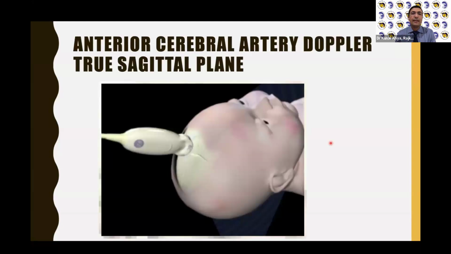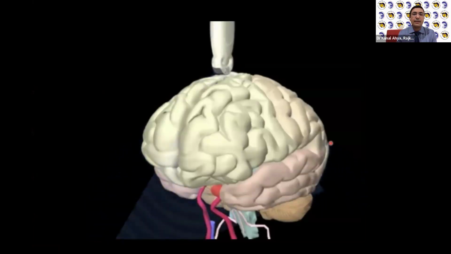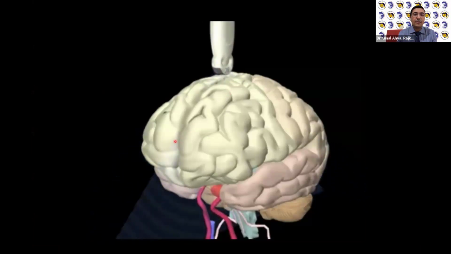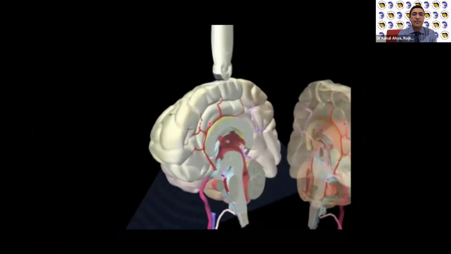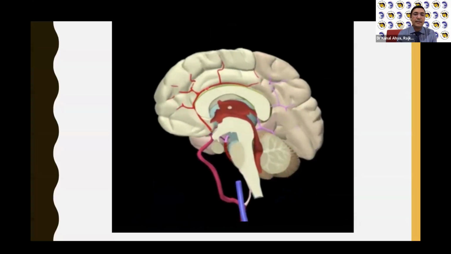So for the anterior cerebral artery Doppler, we select the true sagittal plane, that is, we keep the probe on the anterior fontanelle with the marker pointing towards the nose of the baby. So this is how you rotate the probe, and the marker here is pointing towards the nose of the baby, the anterior part of the brain. So when it cuts open the brain, you will be able to identify that this whole part is the anterior cerebral artery, and you have to take a pulse wave Doppler on this part.